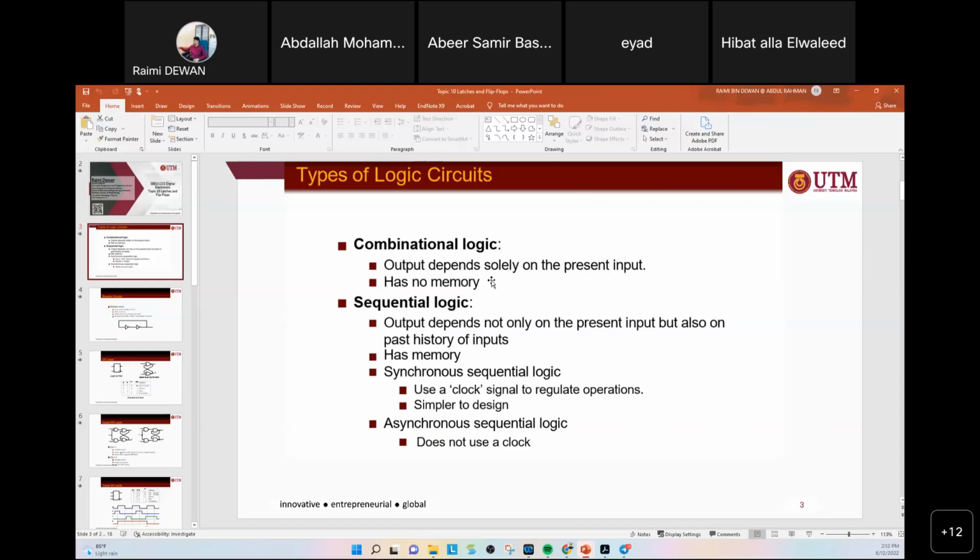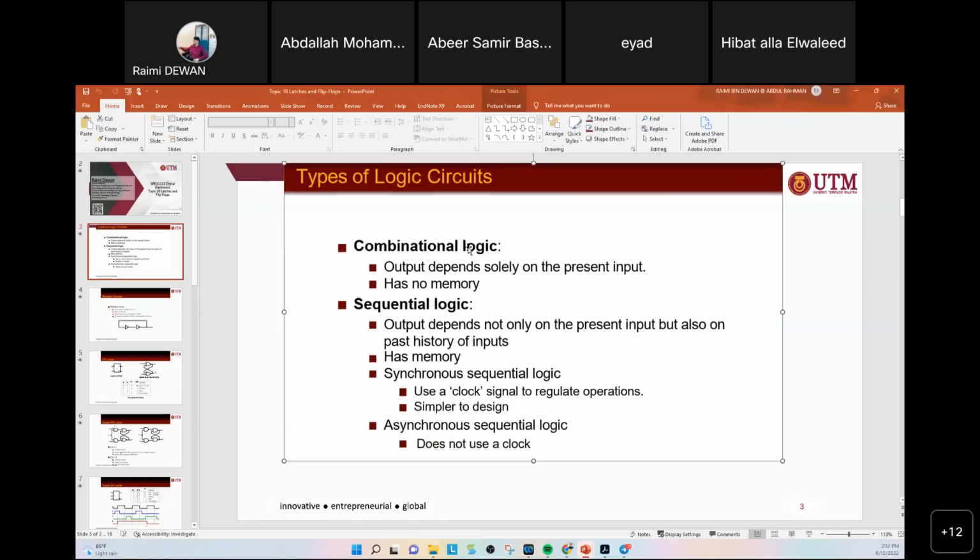Combinational logic, which we learned in the previous chapter, is where the output depends only on the present input and doesn't have memories. Sequential logic is where we have memories. So in sequential circuits, we have latches and flip-flops. Further, you've been introduced to synchronous and asynchronous. Synchronous sequential logic uses a clock signal to regulate operation, so it is much simpler to design, and then we have asynchronous sequential logic.